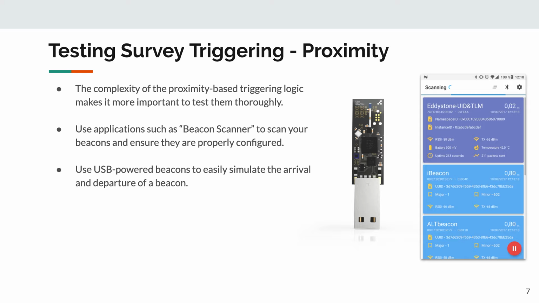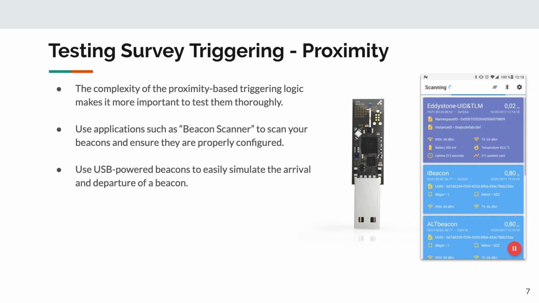The last one is the proximity triggering logic. For this, you have to test. This is actually quite complex. You have to test 2 things. First, you have to test that you have programmed your beacon correctly. I actually wanted to show one thing on that. I can't show it on the simulator. It has to be on a real phone.